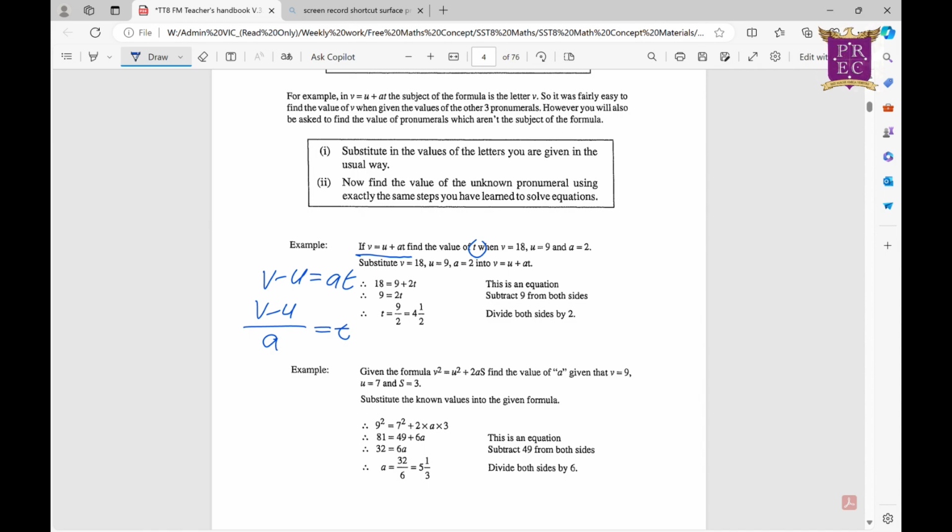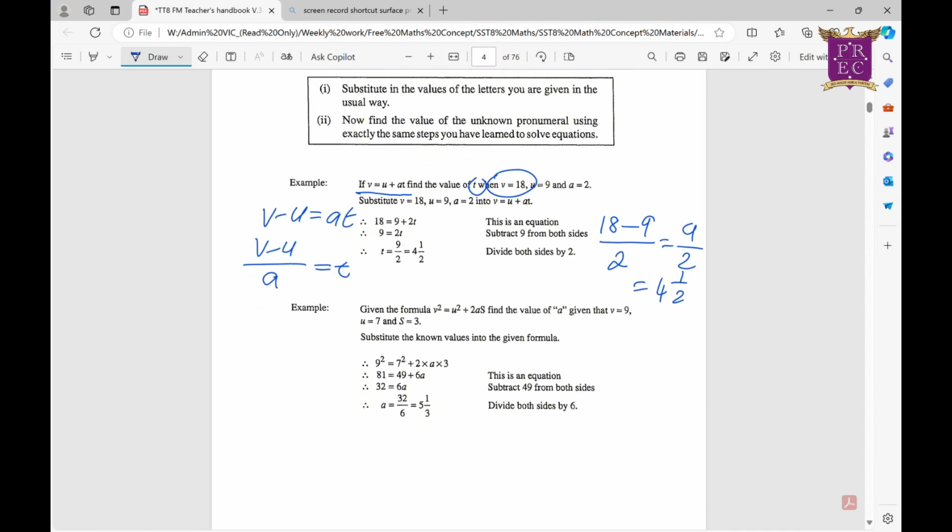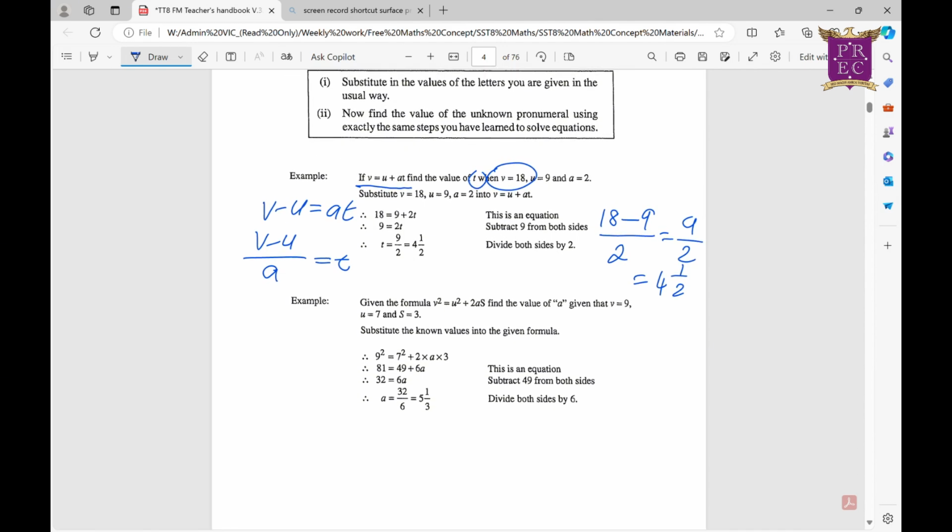Now we know that v is 18, u is 9, and a is 2, right? What's 18 minus 9? 9. 9 on 2 is 4.5. That's the answer. That's what we should do when we have to rearrange the equation so that we make a letter the subject.